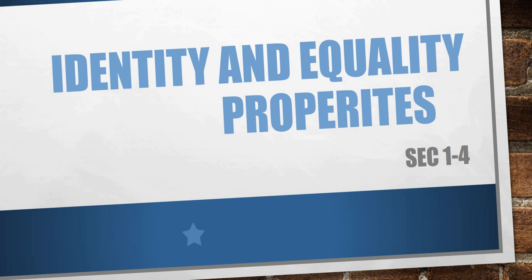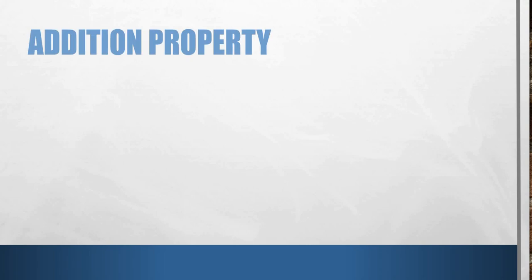Okay, section 1.4 is identities and properties. So the first property that we're going to look at is the addition property. And the addition property says, the one that we're going to look at anyway, is the additive identity. When something has an identity, it doesn't change. So A plus 0 or 0 plus A remains A. The additive identity is that A, any number, when we add 0 to it, it stays the same. It does not change its identity.